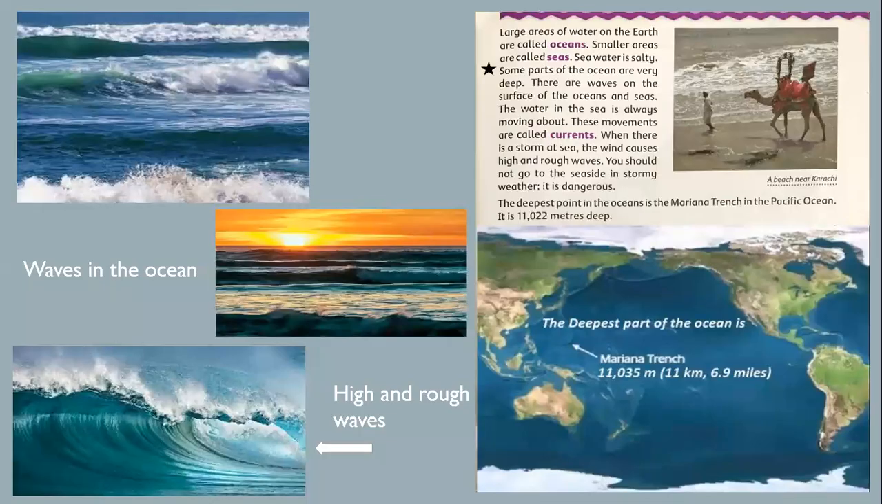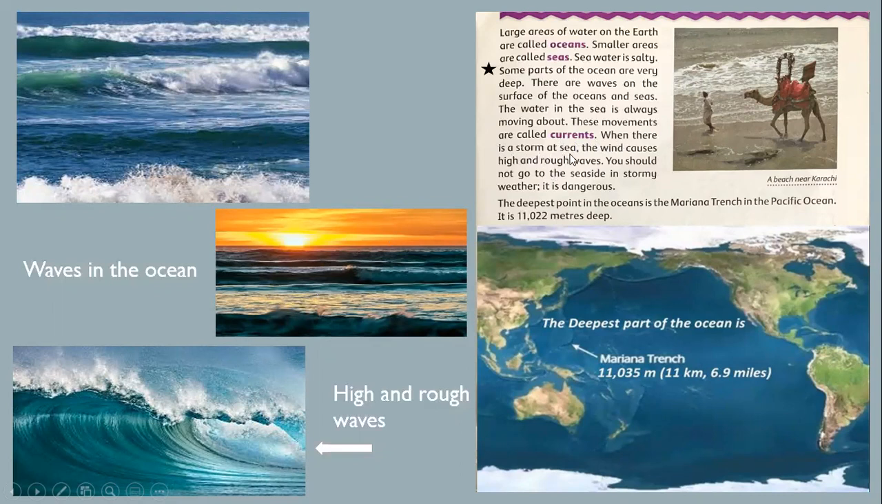Okay, now let's read further. Some parts of the ocean are very deep. There are waves on the surface of the ocean and seas. Look, these are called waves. When the water moves, the surface looks like this, and this is called waves. The water in the sea is always moving about. All of you knew this already. Sometimes the waves are very small and sometimes they become high. These movements are called currents. The movement of water in the form of waves is called currents.